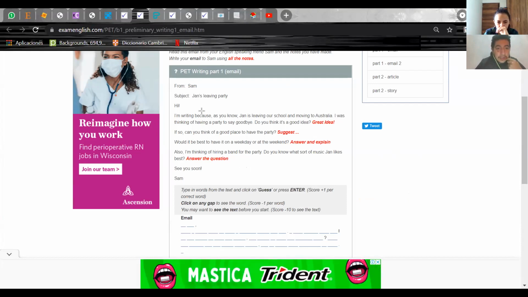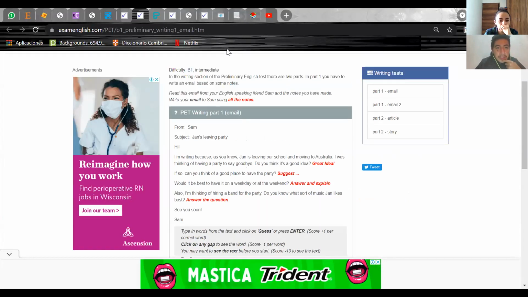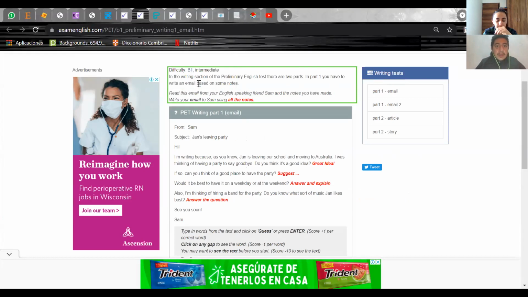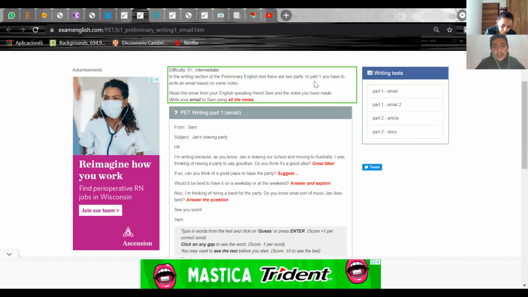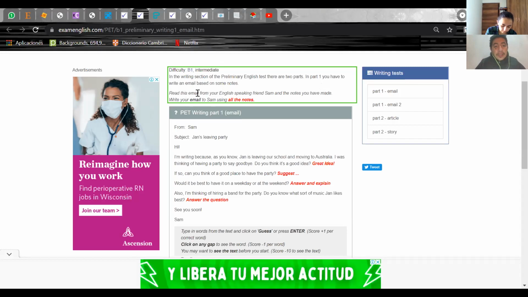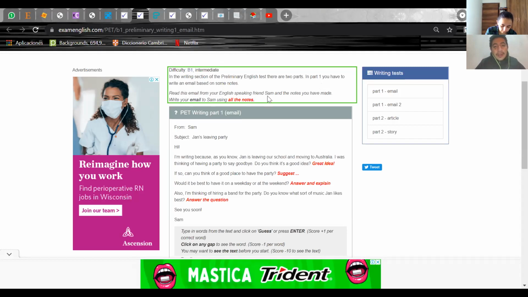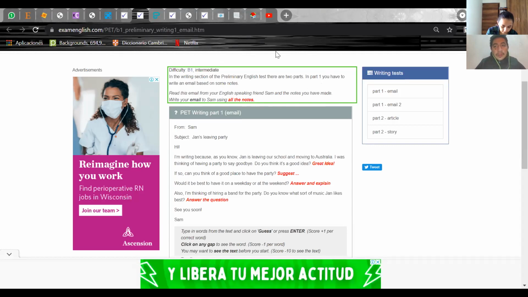So as you can see here, in here we have the order that says, in this part. It says in the grading section of the preliminary English test, there are two parts. In part one, you have to write an email based on some notes. So the order says, read this email from your English-speaking friend, Sam, and the notes you have made. Write your email to Sam using all the notes.